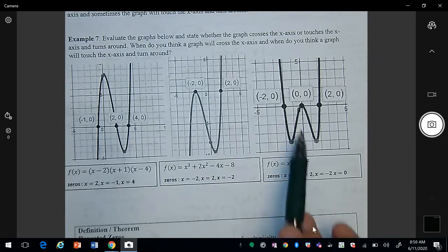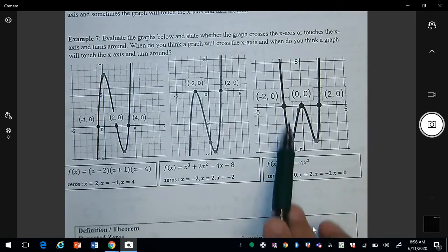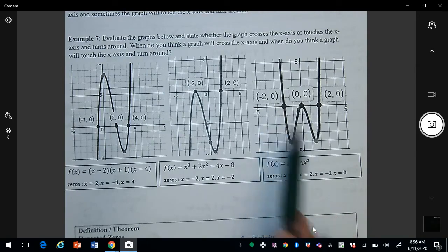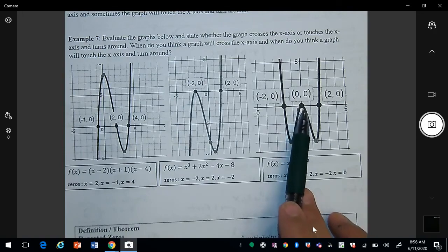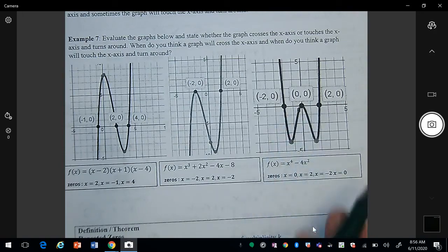The last one, x equals 0, is here. X equals 2, x equals negative 2, and then we have another x equals 0. At x equals 0, it touches and turns. At the other 2 points, it crosses.